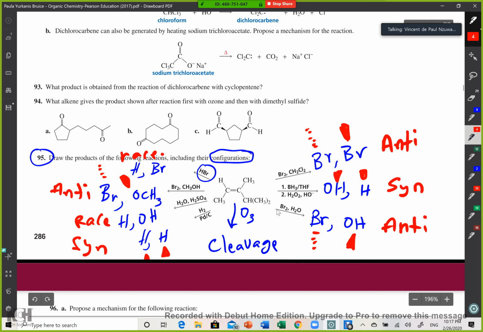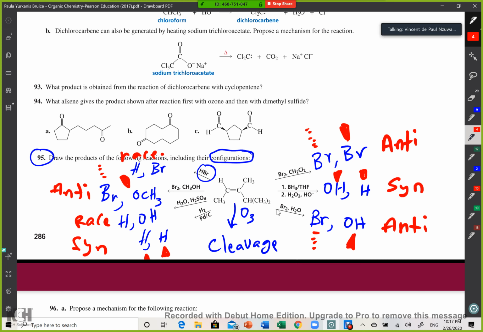Are we good up to this point? That is anti. Does it matter which one you put on the wedge and which one you put on the dash? No. When it's anti, it doesn't matter which one goes on the wedge, which one goes on the dash. First thing for the anti, I want to see one on the wedge and one on the dash.